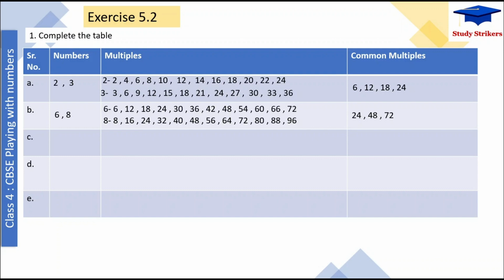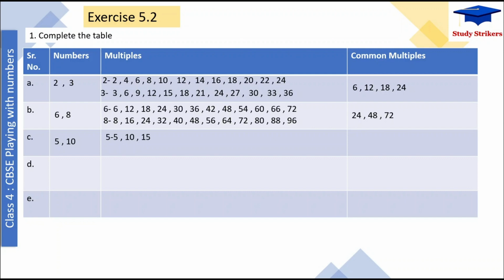Now we will move towards the next digit. So that is 5 and 10. So as you know, 10 is a multiple of 5. All the numbers which are multiples of 10 are obviously multiples of 5.